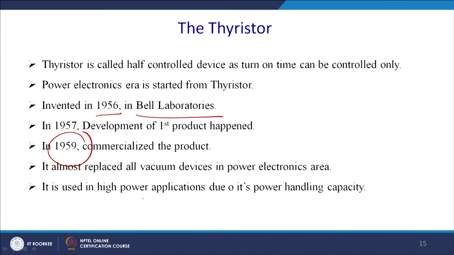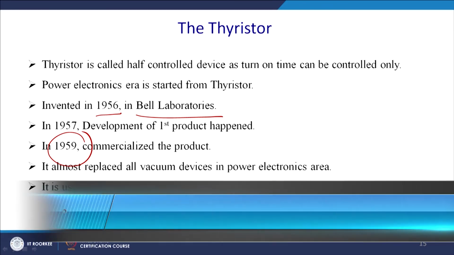We had thermionic emission based controlled rectification, and that was removed, and we came into the era of power electronics from that point. It is used in high power applications due to its high power handling capability. We shall continue with thyristors in our next class. We shall discuss thyristors thoroughly, with their characteristics and applications. Thereafter, we will switch over to the GTO and other devices.